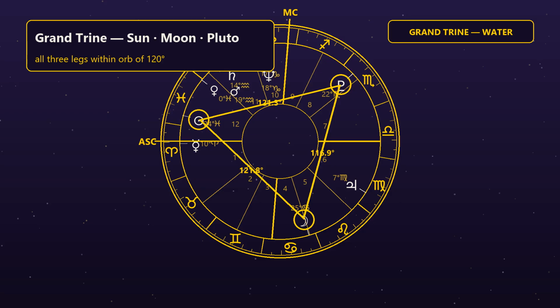Grand Trines aren't common. Most charts don't have one at all. That's exactly why it's worth pausing on when you find it. 3 separate parts of a life reinforcing each other instead of pulling against each other.